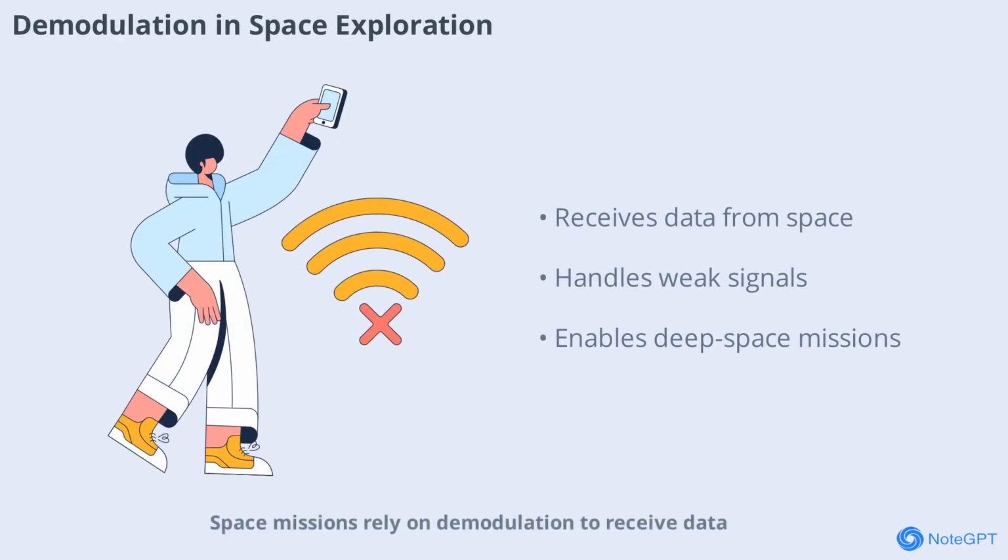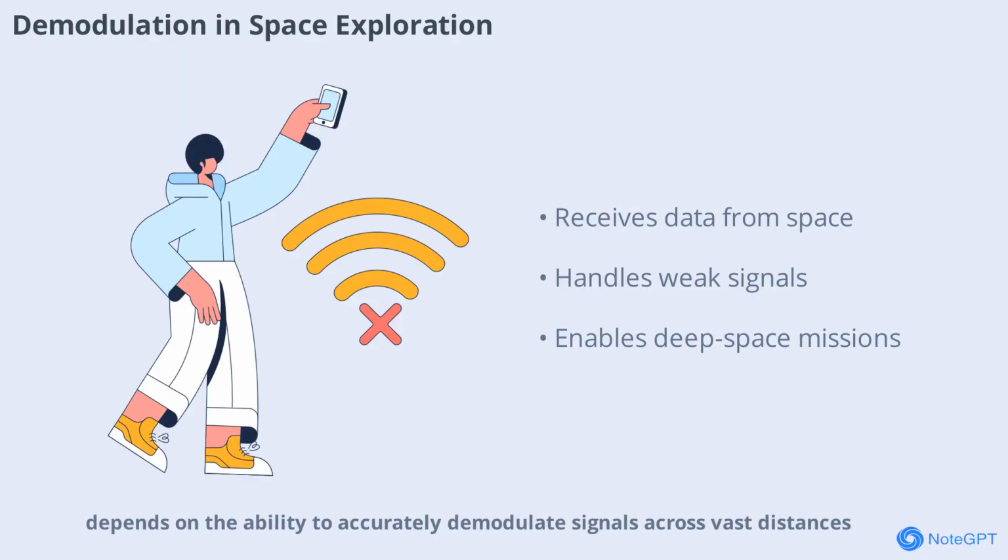Space missions rely on demodulation to receive data from spacecraft and satellites millions of kilometers away. These signals are often weak and subject to interference, requiring highly sensitive and precise demodulators. The success of space exploration, from Mars rovers to deep space probes, depends on the ability to accurately demodulate signals across vast distances.